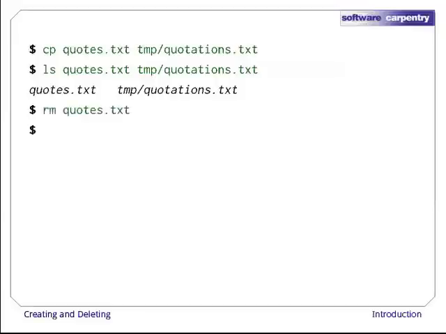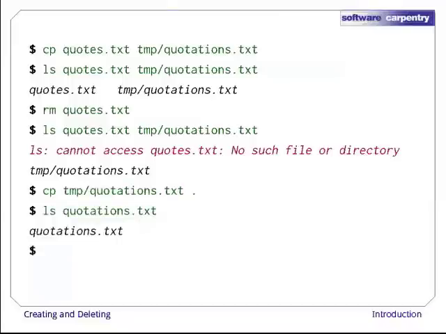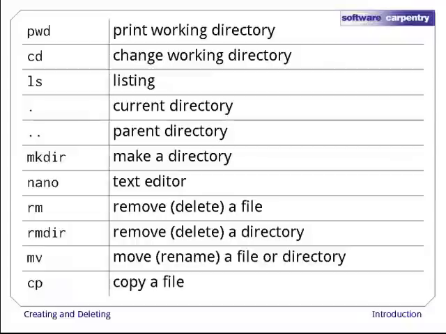Let's delete the quotes.txt file in the current directory and then run ls again. This time, ls tells us that it can't find quotes.txt in the current directory, but it does find the copy in temp, which we didn't delete. Let's make one more copy. This time, though, we don't specify the destination file name, just a directory, so the copy will keep the original's file name. To summarize, here are the commands we've seen so far, along with the two special directory names.